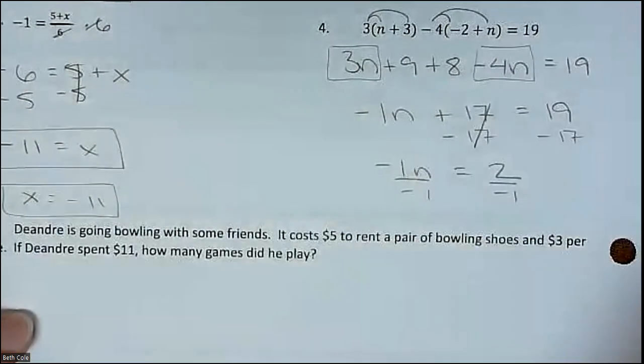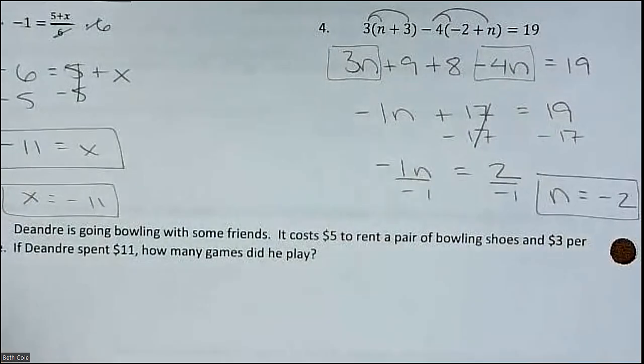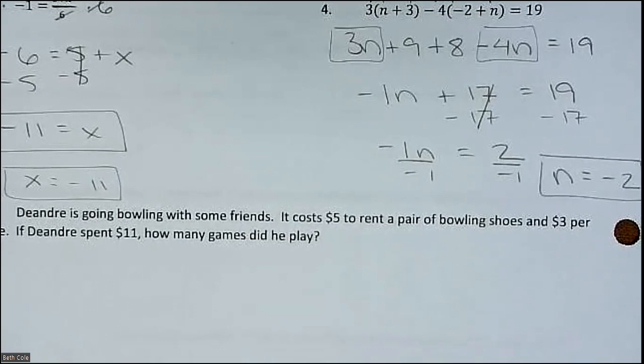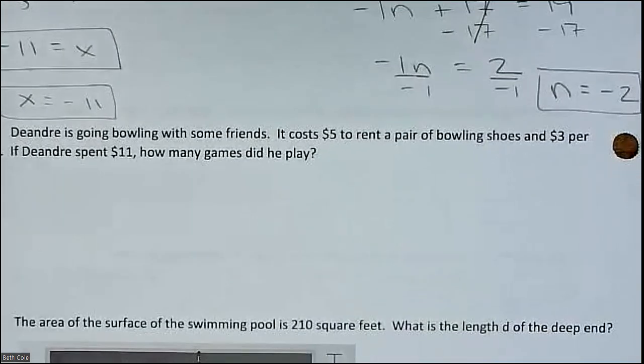Divide by the negative 1. And you get n equals negative 2. You were verbally with me there, but did you have it written down? Yes. Okay, good. Saying it is good, but I want you to have it written down too, because when you take a test, you can't just say what the answers are. You're going to have to write them down.